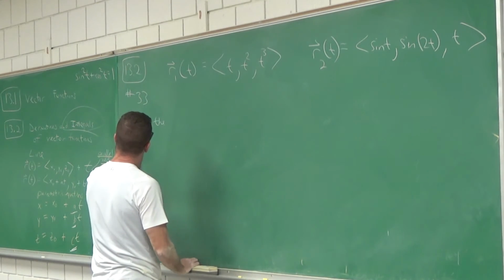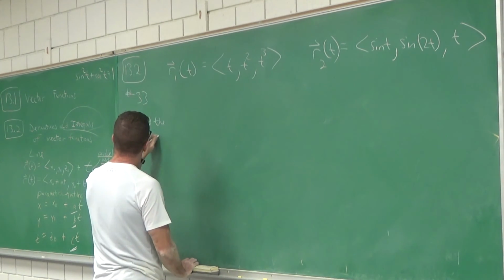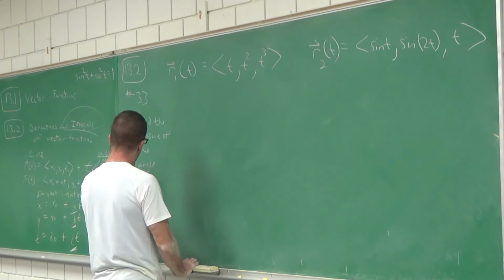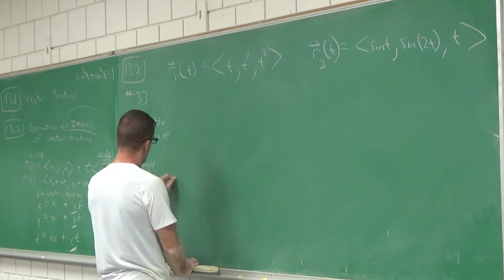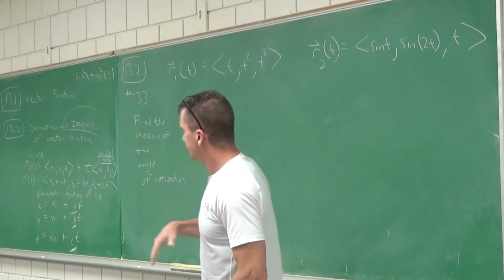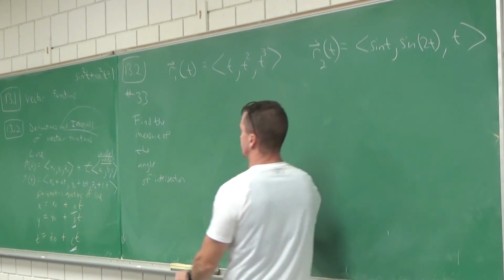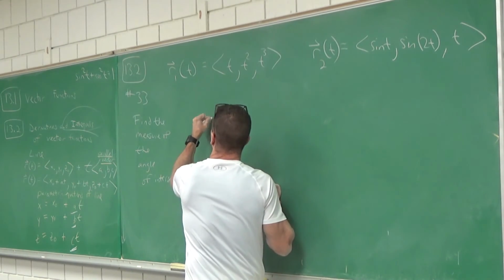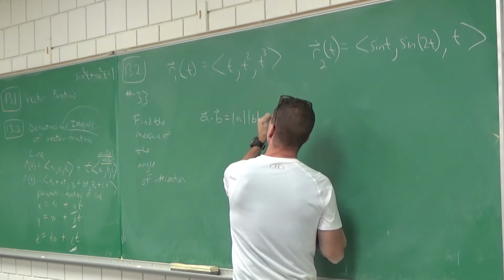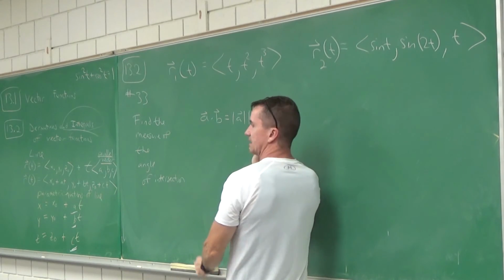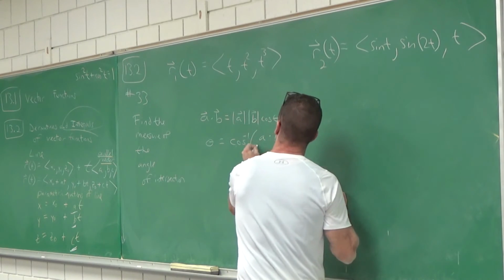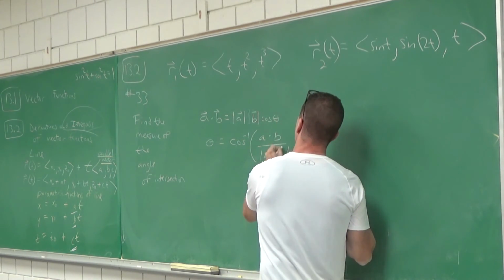So find the measure of the angle of intersection. Now, I'm hearing this word angle, right? We go back to the previous chapter, and there is a formula that involves angle. It was A dot B equals magnitude of A, magnitude of B times cosine of theta, right? We recall that. So what's theta equal to in this formula? Theta equals inverse cosine of A dot B over magnitude of A times magnitude of B.